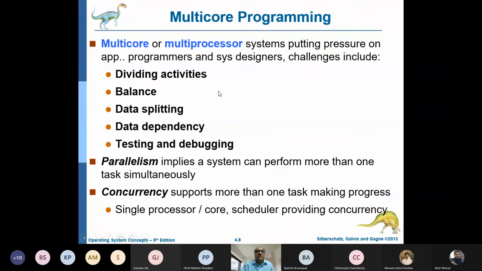So you need to divide the activities of the overall program into multiple activities, which should be as independent of each other as possible. That is one of the tasks the application programmer has to worry about if you want to write a multi-threaded program.